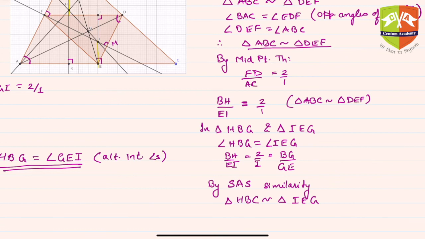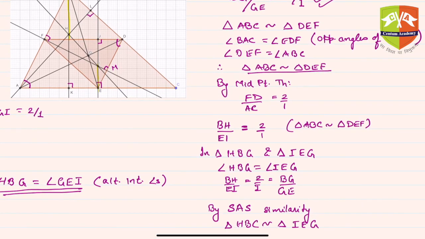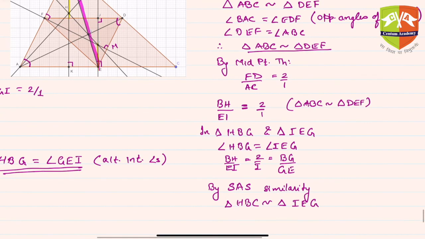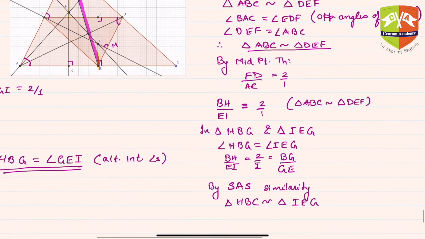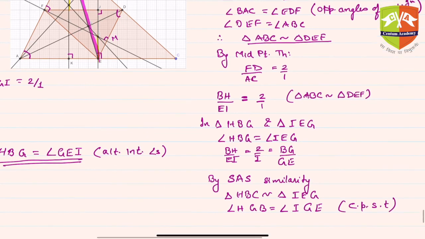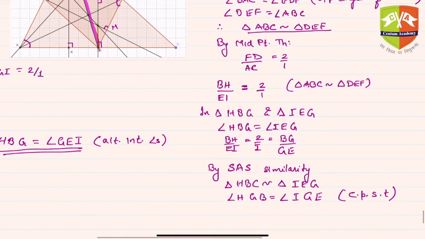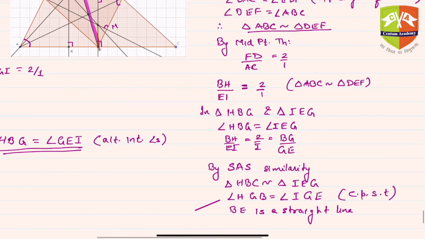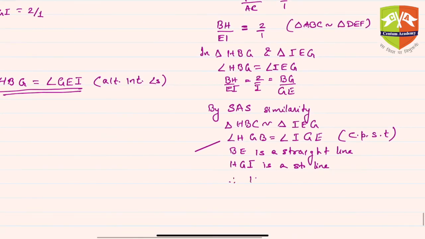So what can we conclude now? BE is the median, guys. This one is the median, and it's a straight line, correct? And since these two triangles are now similar, we can say that angle HGB will be equal to angle IGE. Why? Corresponding parts of similar triangles. So if that is true, and we know that BE is a straight line because it's a median, therefore this particular condition is true only when HGI is a straight line. That means HGI are collinear. Proved.